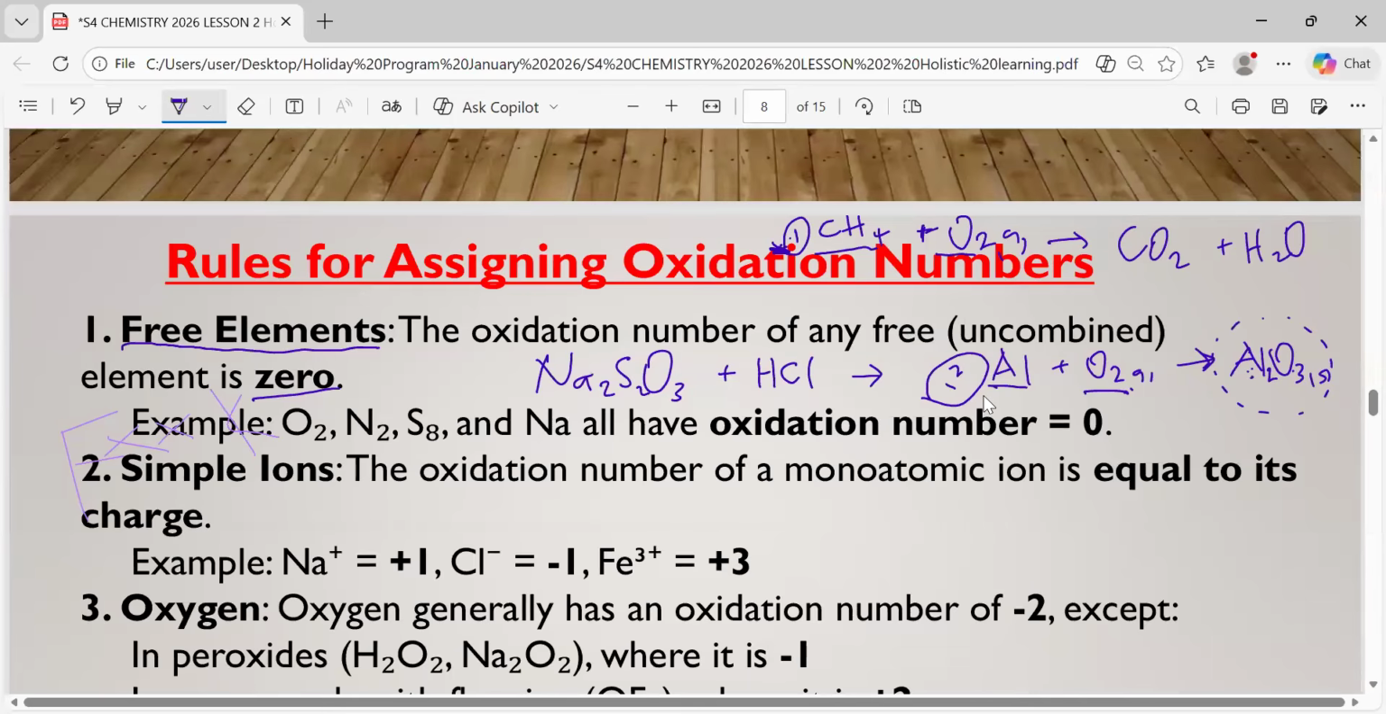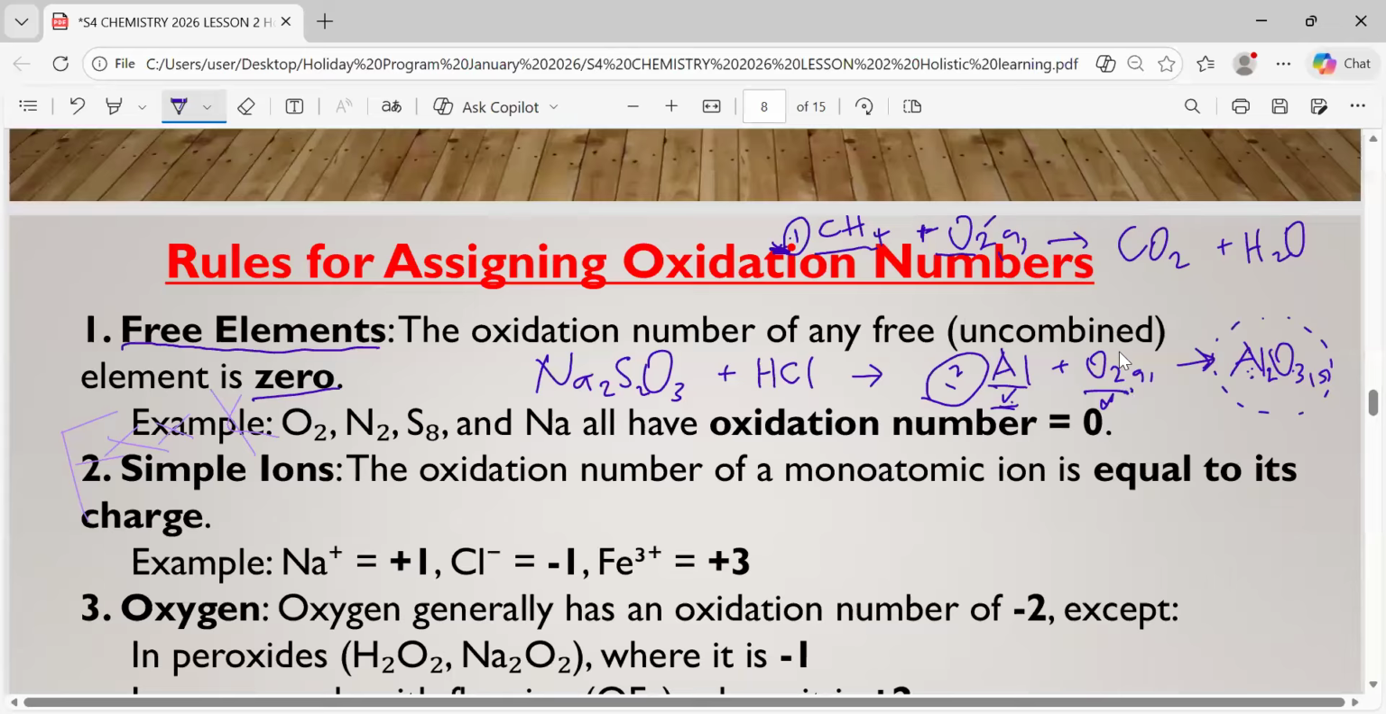I think in equation 1 it's oxygen. Okay. Then equation 2 it's aluminium and oxygen. Aluminium and oxygen. Very good. So what is the oxidation state of aluminium here? 0. So the oxidation state of aluminium becomes 0 because it is a free element. Even the oxidation state of oxygen here becomes 0 because it is a free element.